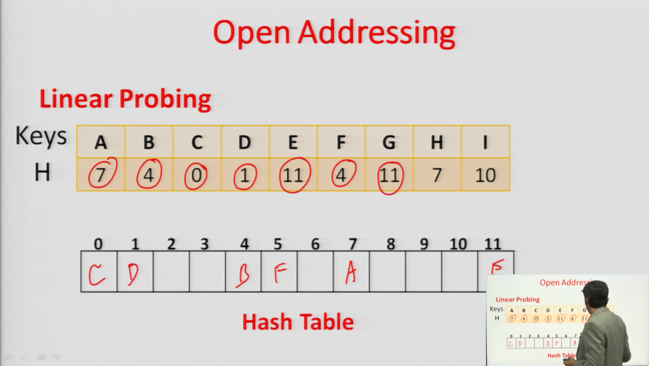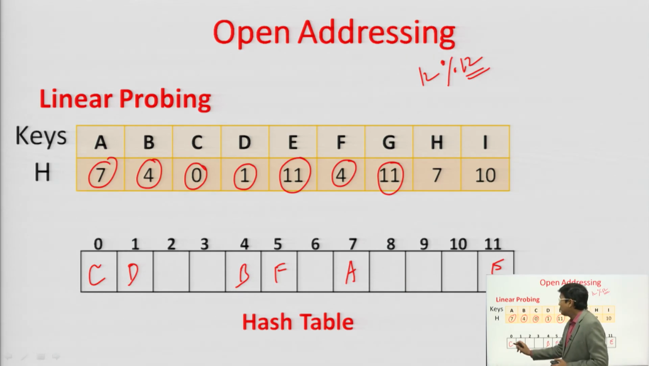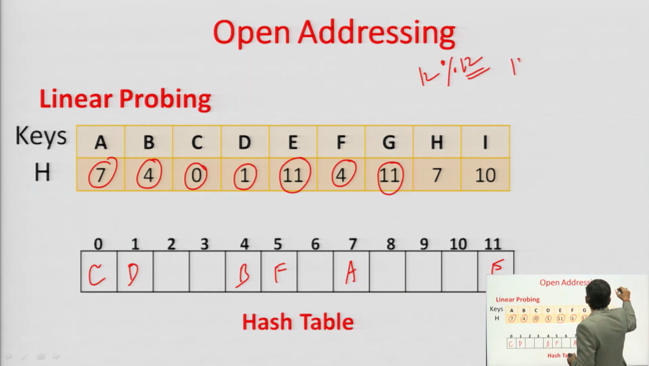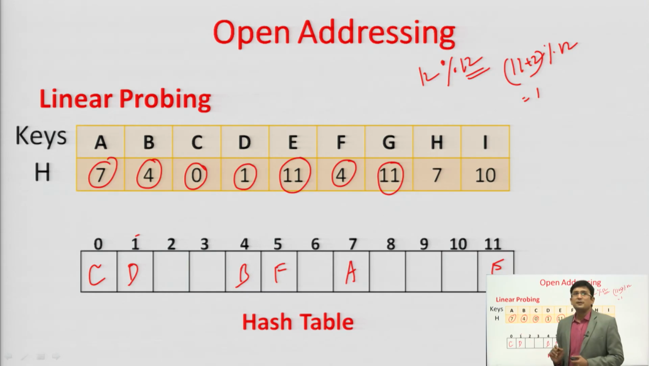So 11 is busy. You look for 11 plus 1, but that is 12. So you will take its modulus with the size, and size is 12. So 12 modulus 12 is 0, but the 0 location is also busy. Then you find 11 plus 2 modulus 12. This value will give you the location number 1, but 1 is also busy.